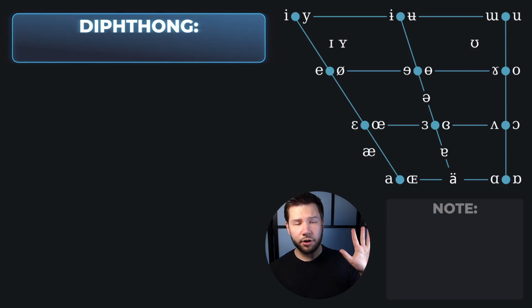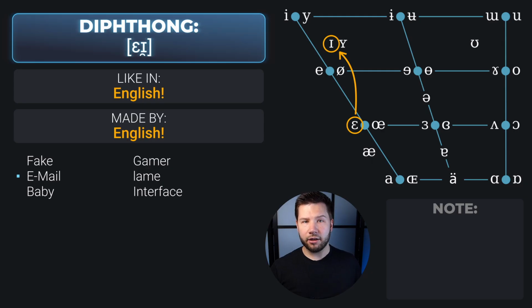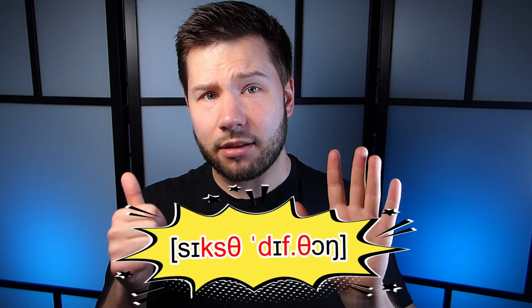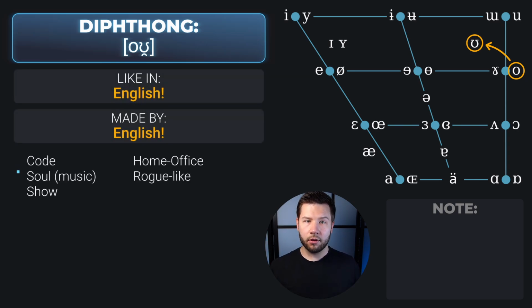Thus, the 5th diphthong in our list is a, like in fake, email, baby, gamer, lame, or interface. It's basically the same as in English, just with a little German pronunciation. The 6th diphthong comes from English too. O, as in code, soul, the music genre, show, home office, or roguelike.